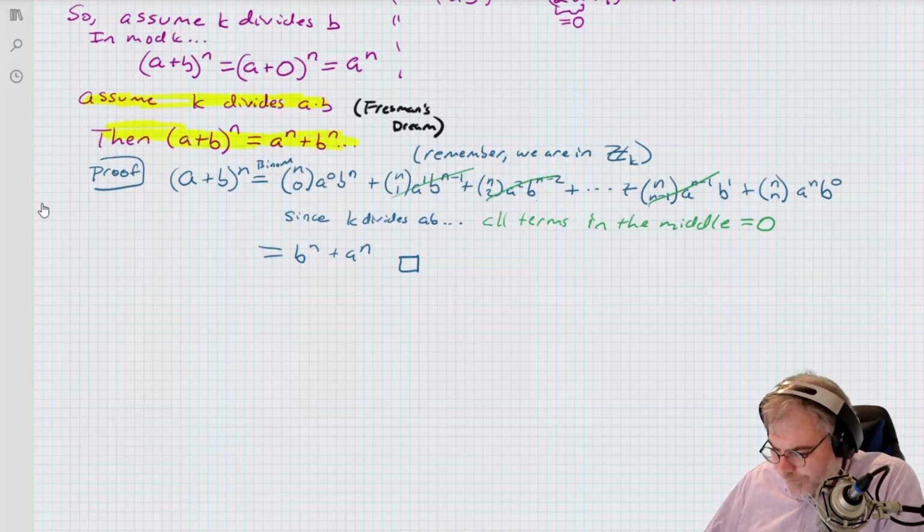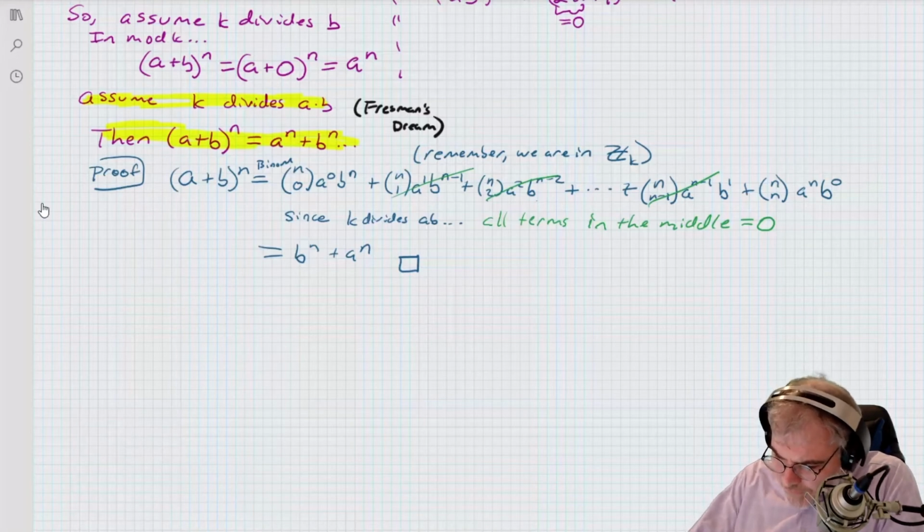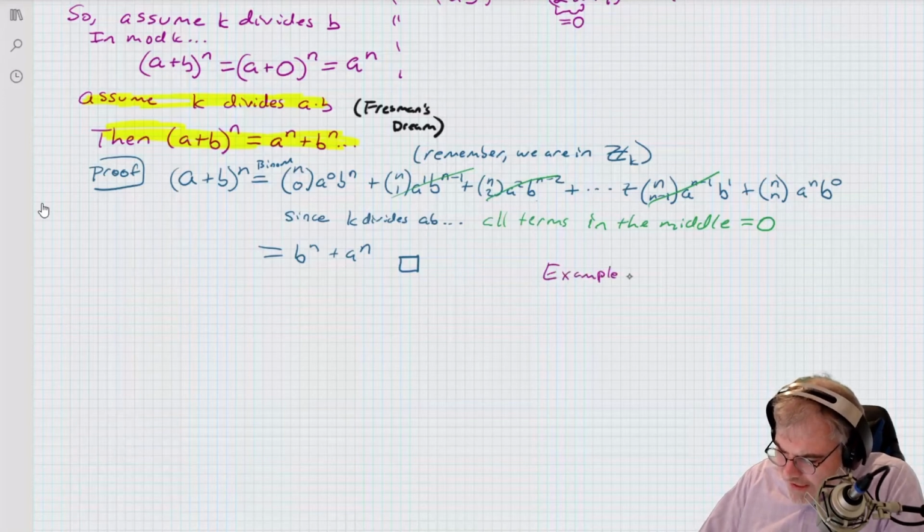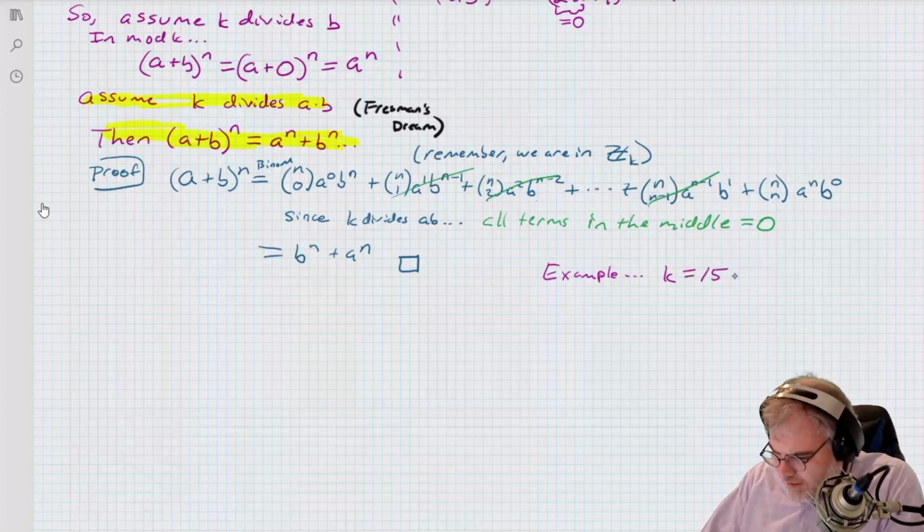All right. Let's do an example. I'm going to let K, it's only useful if K is not prime here. So let's do K equal 15. Nah, it's going to be, yeah. So I'm going to look at 9.